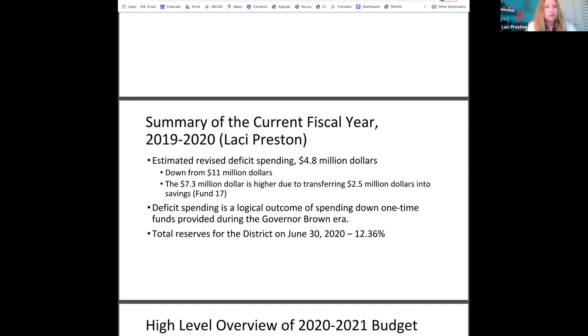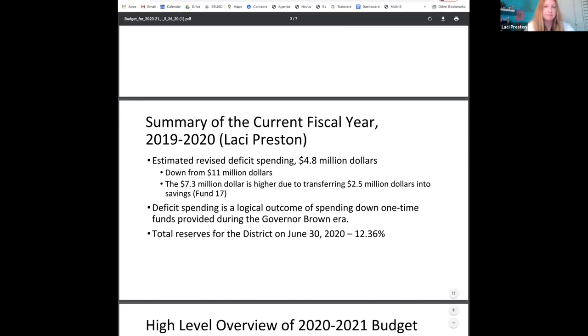Now, with the transfer to Fund 17 of $2.5 million, that will move our deficit back to $7.3 million, but it's important that we have this money stored away in what we like to call our rainy day fund. Carrie also mentioned earlier the one-time funds that we've spent down that were contributing to the deficit. Also in the deficit, Wendy, as you had mentioned earlier, are transfers to food service in the current year. We are projecting to transfer $1.9 million, and that is part of that $7.3 million deficit. So with all of this deficit spending, we will still end the year with a total reserve of 12.36%, part of that coming from the general fund and part from our special reserve fund 17. Any questions on this slide before we move on?